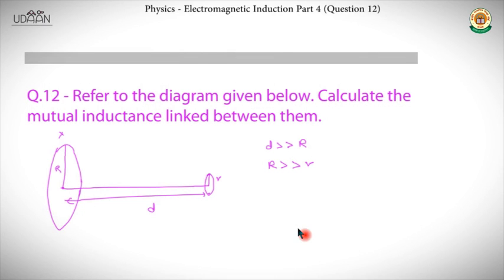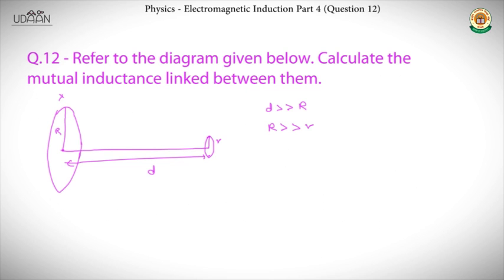So, coming to question number 12, it says, refer to the diagram given below, calculate the mutual inductance between the two discs given to us. So, basically, we see that b is greater than R here, and R is greater than b here. These are the assumptions given to us in the question. We could assume R being the bigger radius, and b being the smaller radius, and d being the distance between both of them. So, here we have to find the mutual inductance. Let's see how to proceed.